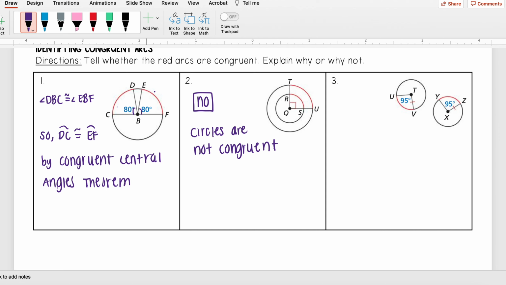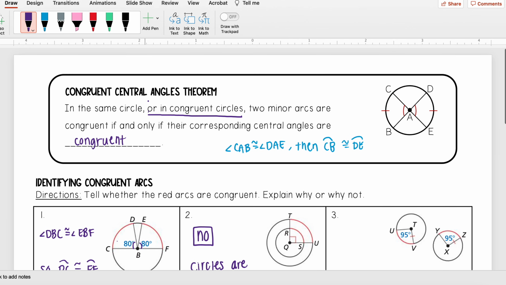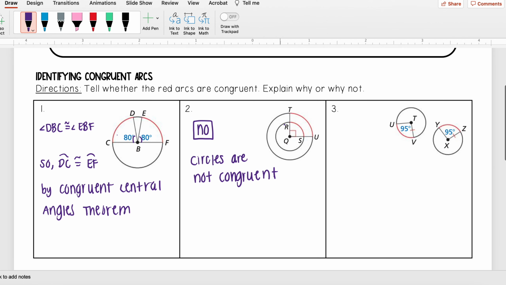So this first example, I was looking at two arcs on the same circle. Here, I'm looking at two arcs on two different circles. I have this smaller circle that's inside of this larger circle. And in order to use this congruent central angles theorem, those two circles have to be congruent, like I have underlined right here. Here, I can clearly see these are not congruent circles, so therefore these arcs will not be congruent.